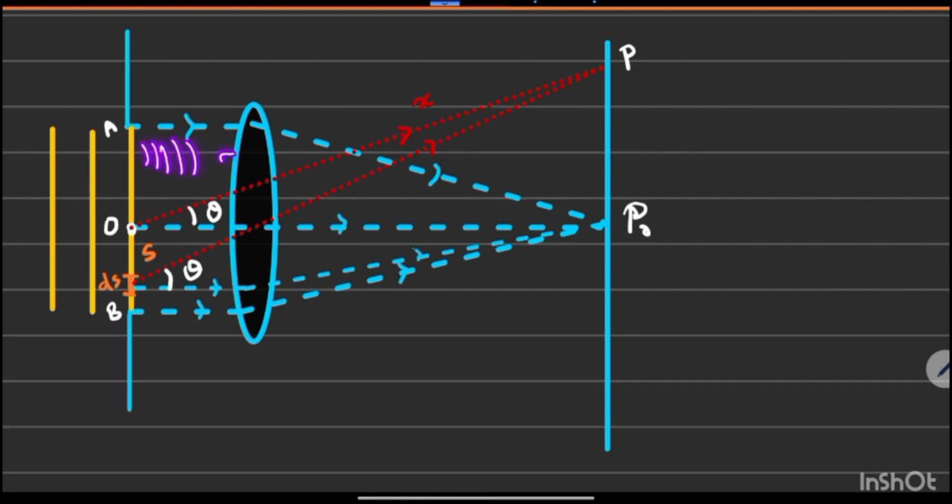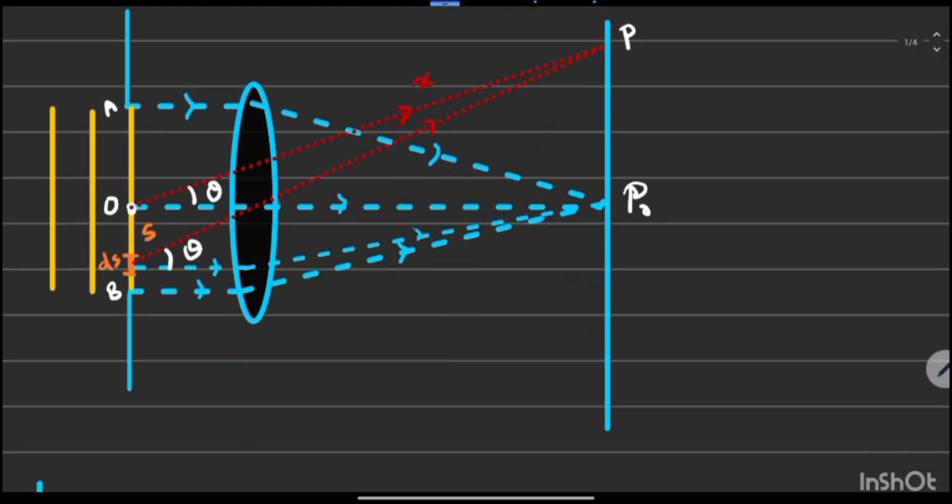When this wave reaches the screen, the waves constructively and destructively overlap and give rise to this diffraction pattern on the screen. So, from each and every point, rays of all angles will emerge towards the screen. But for the sake of simplification of our discussion, we are going to consider only two such rays.